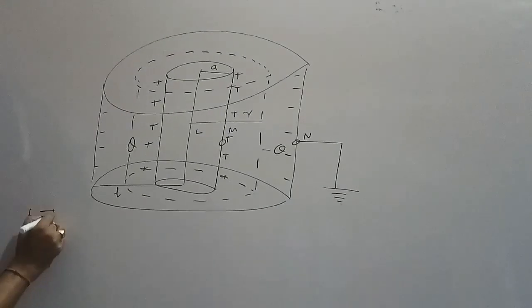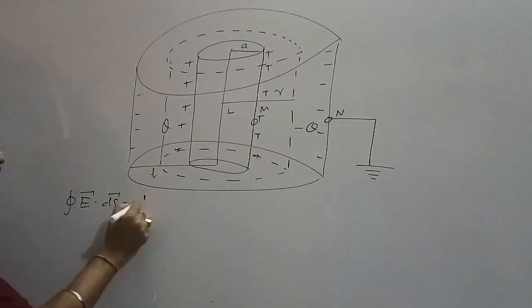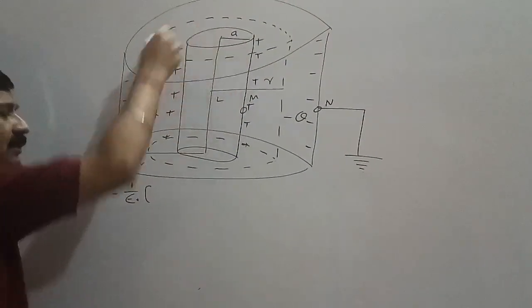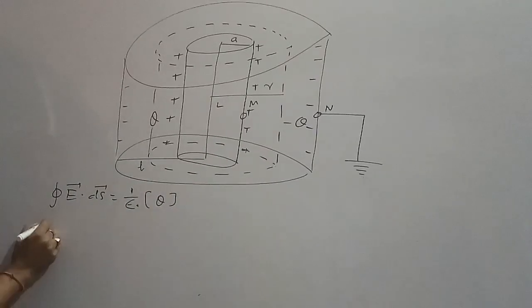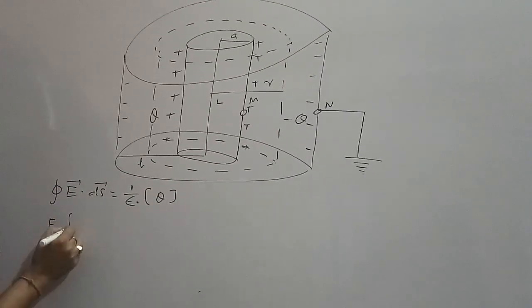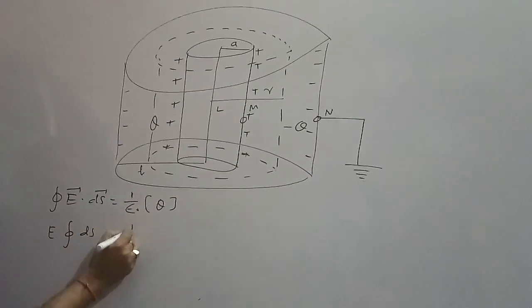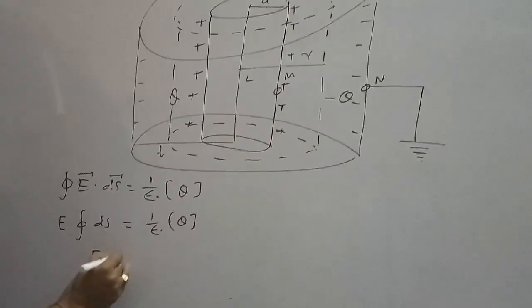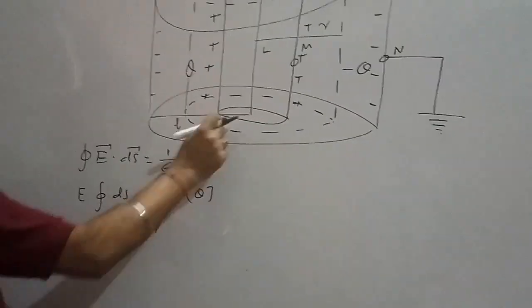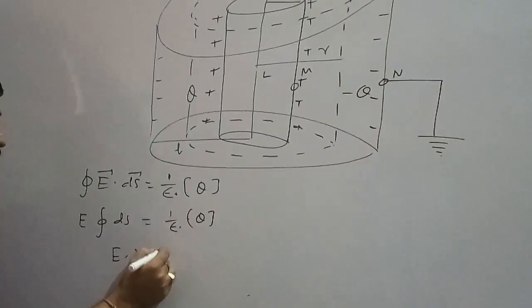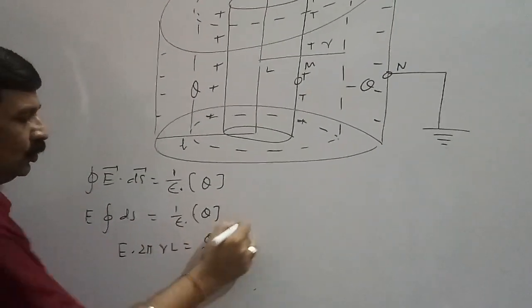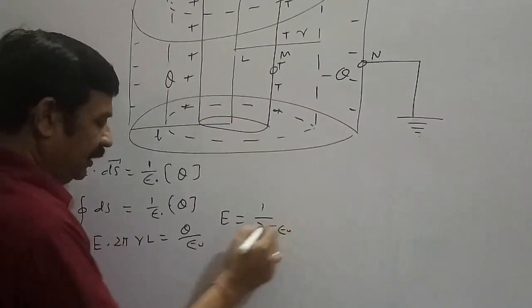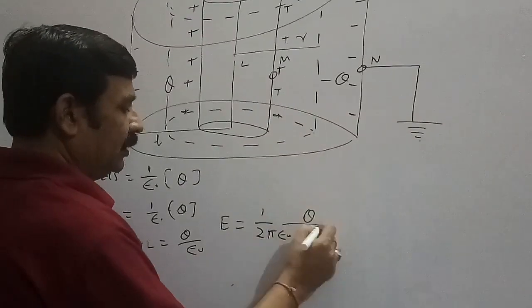Closed integral of E dot ds is equal to 1 upon epsilon naught times the total charge enclosed by it, that is the charge on this cylinder, which is plus Q. As E and ds are in the same direction, we will write E ds. ds is the curved surface area, that is 2 pi r into L, because radius is r and length is L. So the intensity expression is 1 upon 2 pi epsilon naught times Q by r into L.